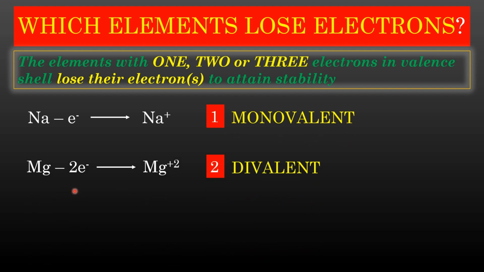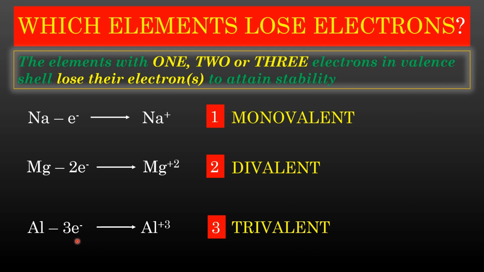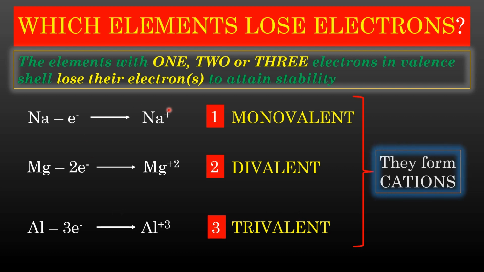Mono means 1. Magnesium has 2 electrons, it will lose 2 electrons and become Mg+2, so valency is 2, so divalent, di means 2. Similarly, aluminium loses 3 electrons and becomes Al+3, so its valency is 3, so it is trivalent. When they lose electrons, all of these will form cations. Cations means positively charged ions.